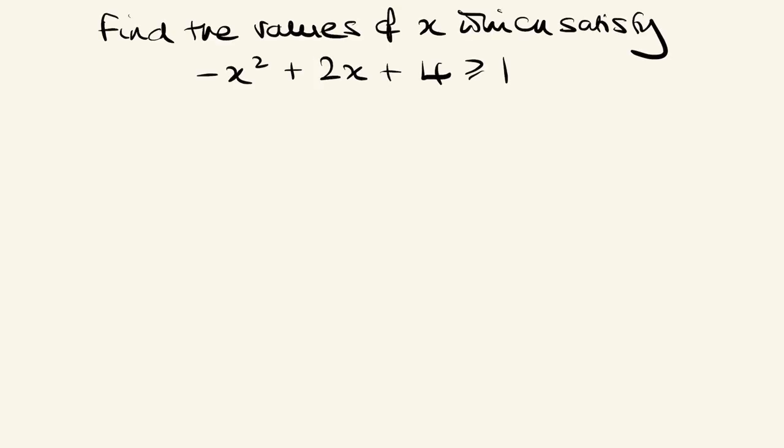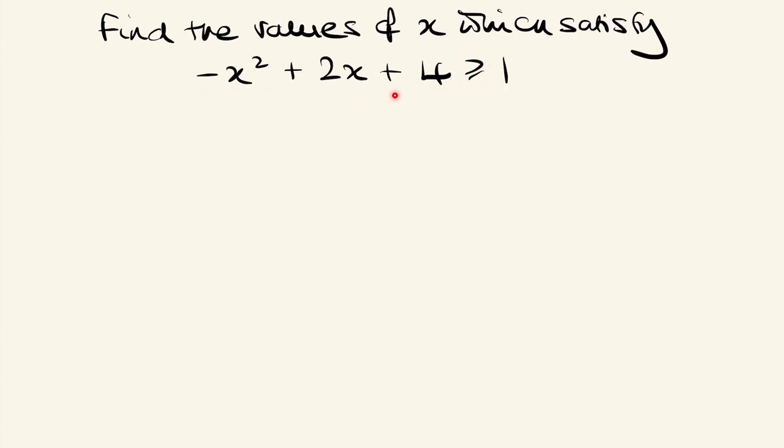So you want to do something like: find the values of x which satisfy -x² + 2x + 4 ≥ 1. Well, of course, this is a quadratic inequality. This is a graph, and we want to know where that graph is greater than or equal to 1.